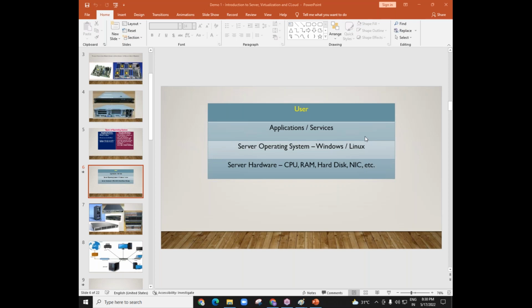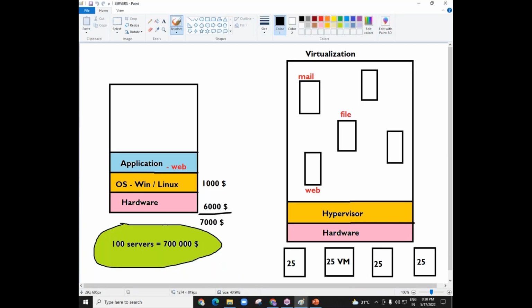You can go to some shop, you can bring a server. See, here I have written clearly. You can go to some shop, you can bring the server hardware. From somewhere we can download the operating system and we can run the application. So this is your server. This is the old way of running a server. But there is a scenario here. What is the scenario, my friend?